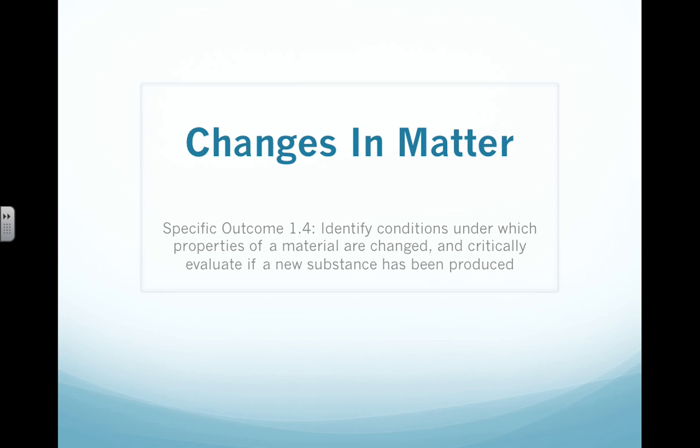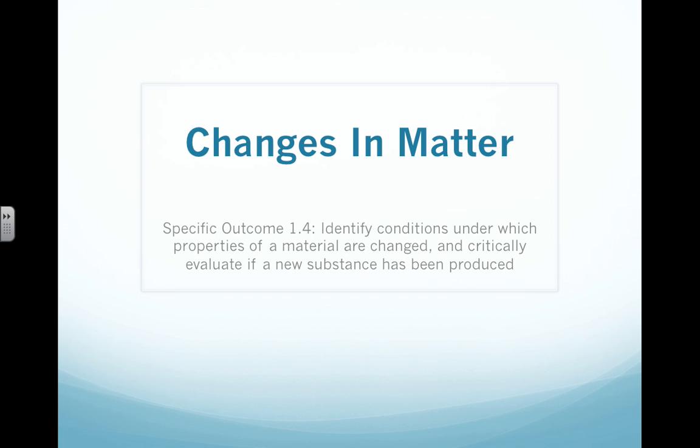Today we're going to talk about specific outcome 1.4. Basically, we're going to be looking at ways we can distinguish between physical and chemical changes, and we can evaluate whether a new substance has been produced or if there was just a state change.